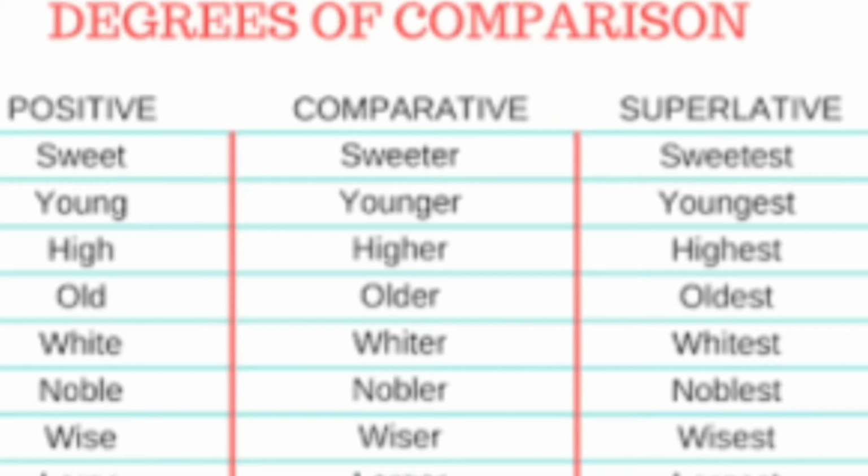Just like that, for most of the words you can convert from positive to comparative just by adding er, and superlative just by adding est. So you can see sweet, sweeter, sweetest, young, younger, youngest, high, higher, highest. Similarly, up to wise, wiser, wisest. So all of them are converted to comparative just by adding er, and converted to superlative just by adding est.